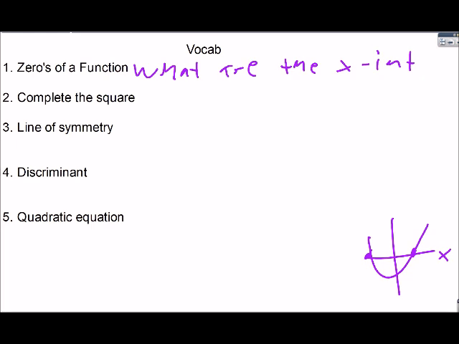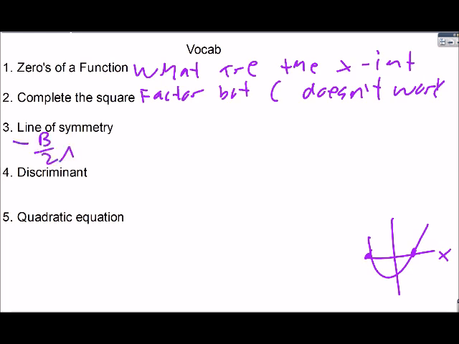So completing the square is when we want to still factor, but the C term doesn't work. Line of symmetry is the equation negative B over 2A, and that is the very middle of our parabola. Where does it start going back up?